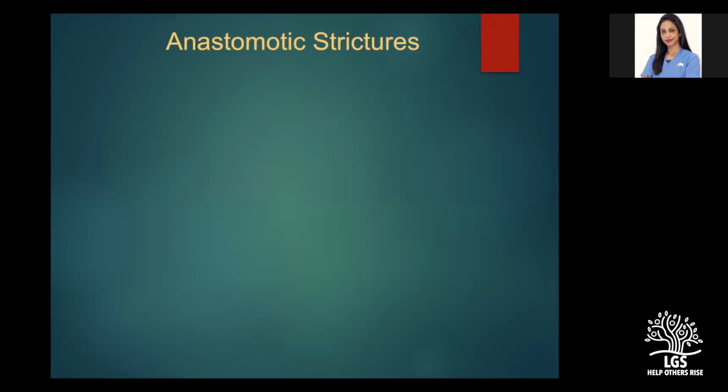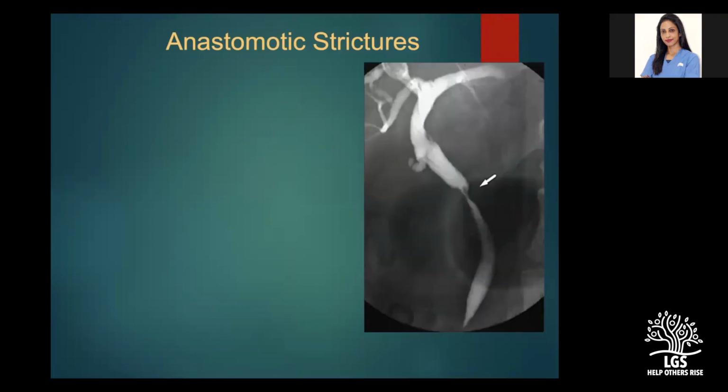And now moving on to the anastomotic strictures. What do we do with anastomotic strictures? Do we put a plastic stent? Do we put a metal stent? What kind of balloons do we use? That is something I'm going to talk about right now.